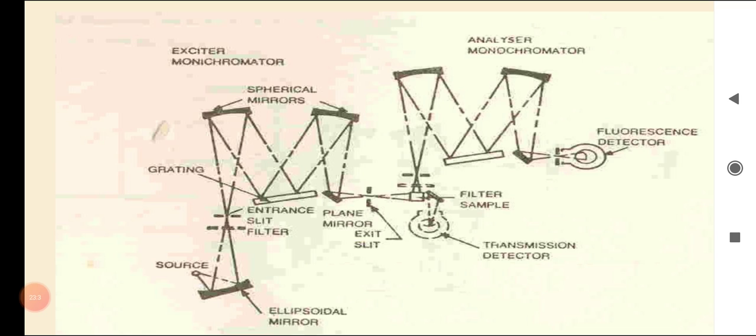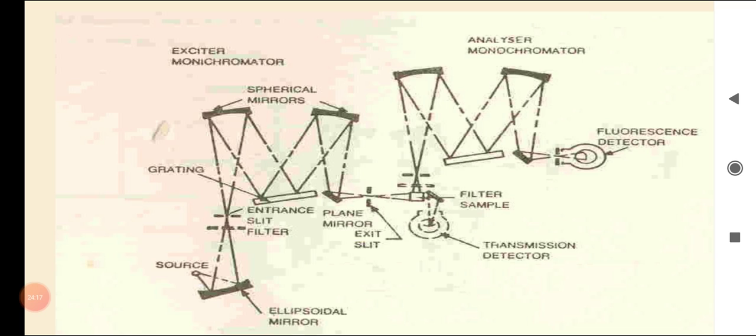The filters are used to filter the required wavelength region of spectral energy. Slits are used to parallelize the narrow beam of radiation. Here is the exciter monochromator, which consists of the exciter monochromator.